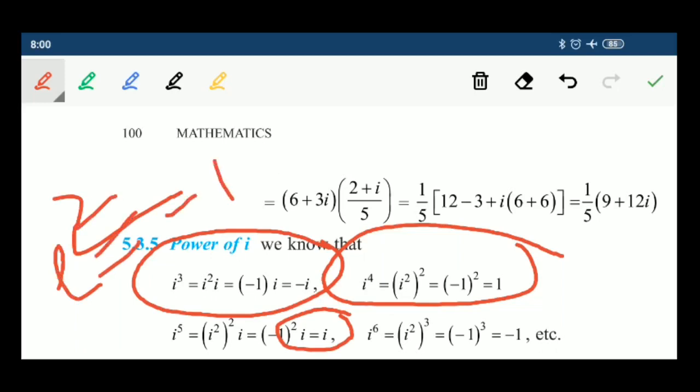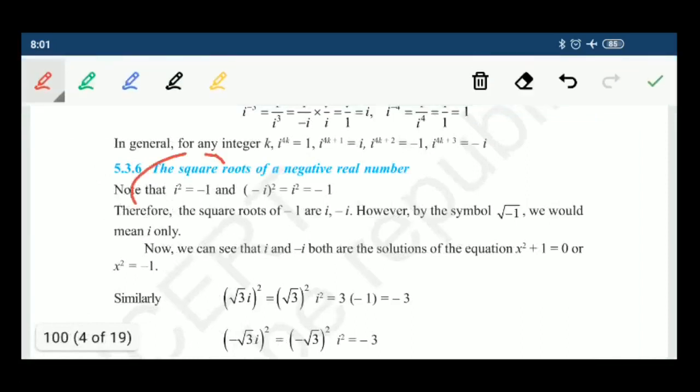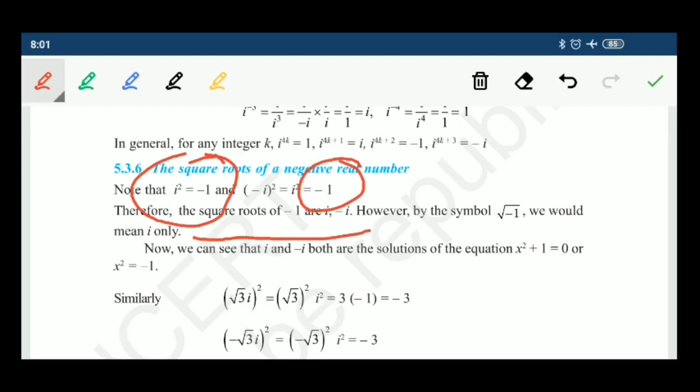It is very important. And please note down i raised to power minus 1, this one, and minus i square is equal to i square, which is equal to minus 1. So therefore the square root of minus 1 is iota. However, why is it represented by this? Under root minus 1 is equal to iota only.